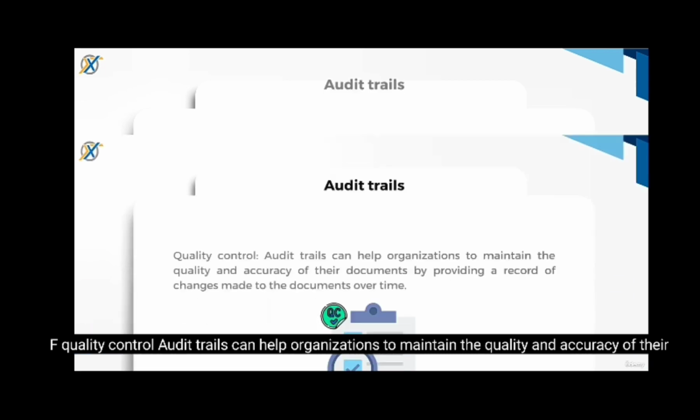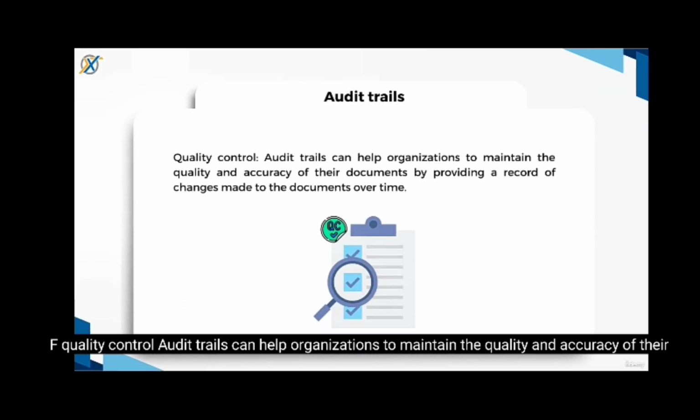F. Quality control. Audit trails can help organizations to maintain the quality and accuracy of their documents by providing a record of changes made to the documents over time.